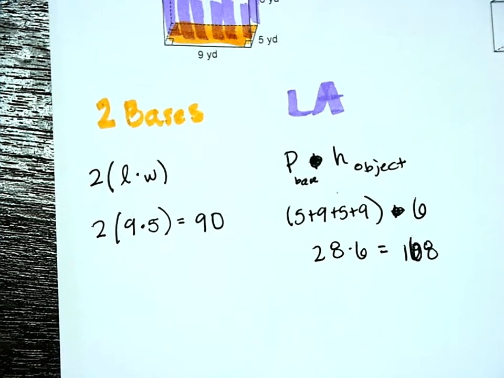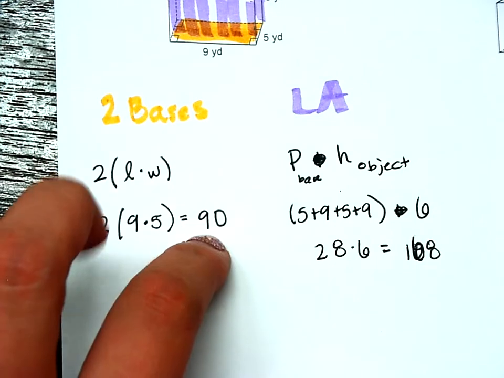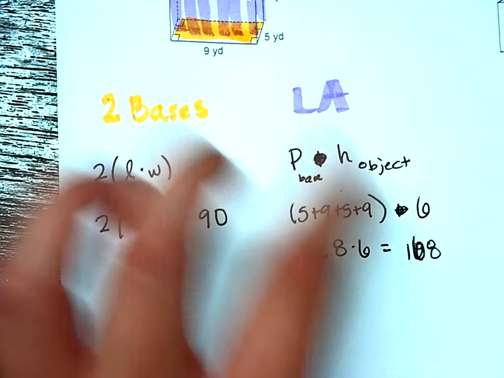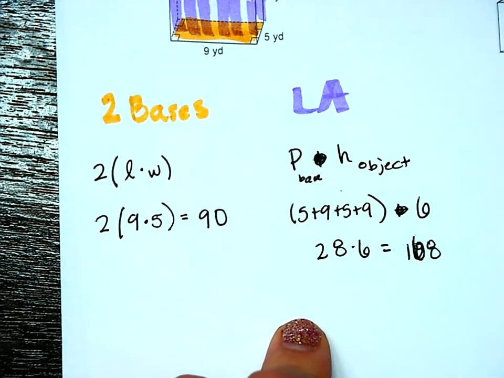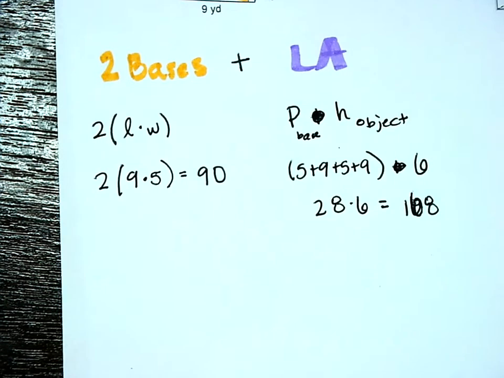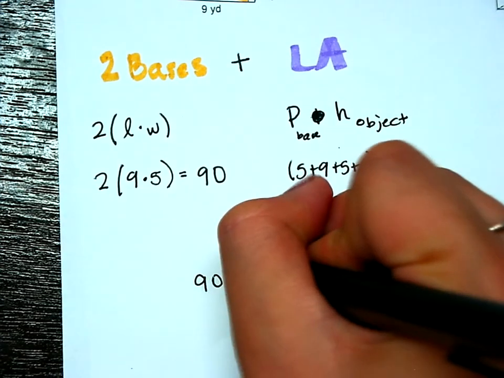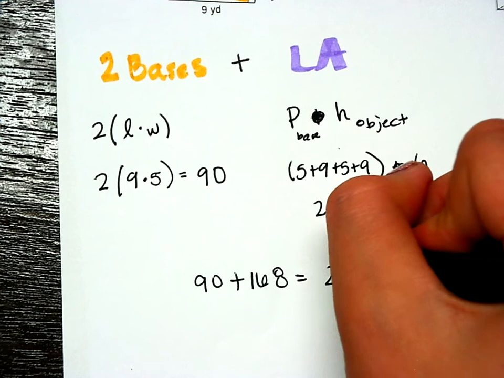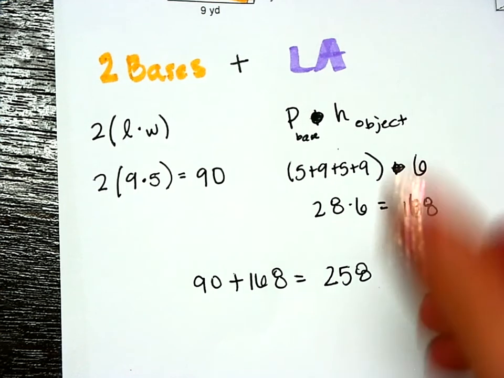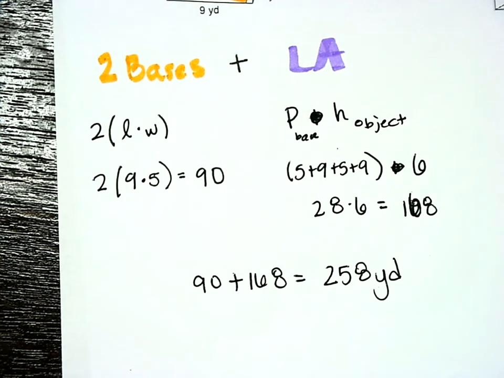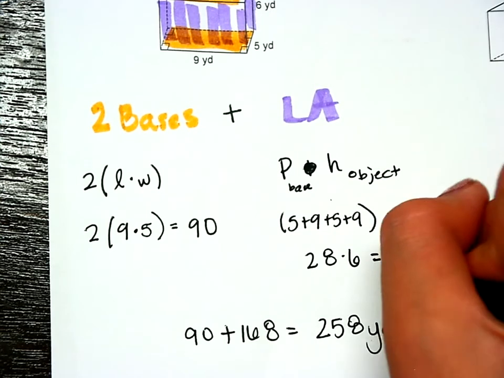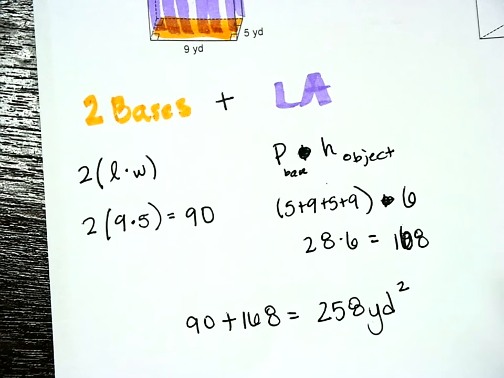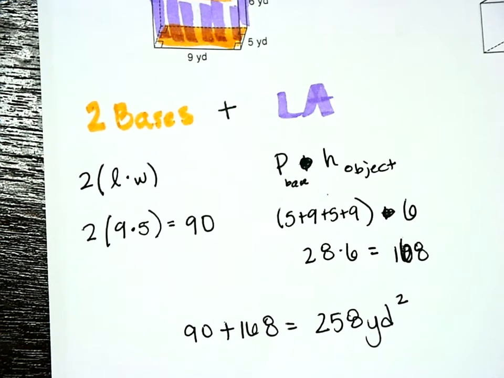All right, so we have the two bases have an area of 90 total. The lateral area, so all around in purple, is 168. And then our last step is to add these. So I've got 90 plus 168. And that gives us 258. And then don't forget your units. We've got yards. And this is not volume, so we are squaring our units. It's area, it's 2D, so 2 as our exponent. Okay, so that's our rectangular prism.